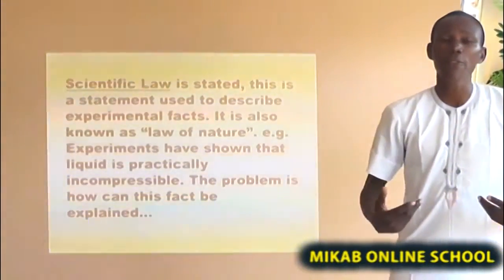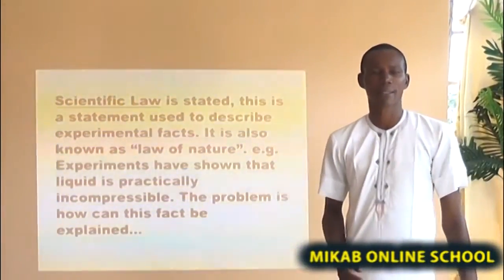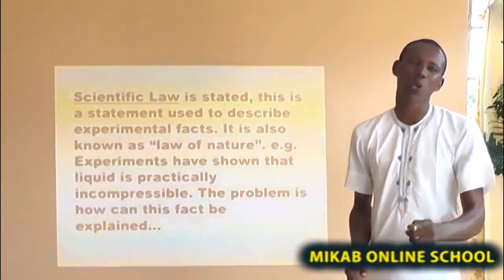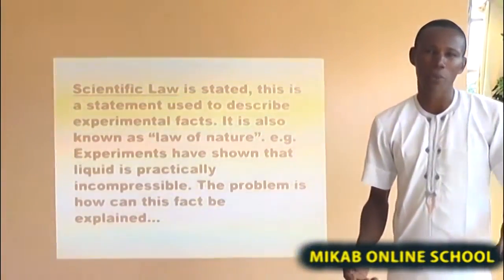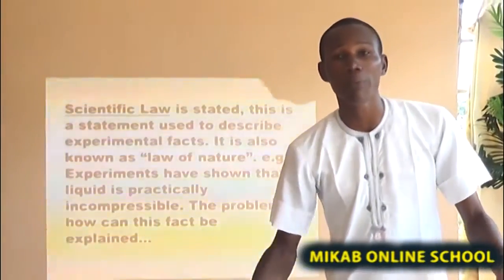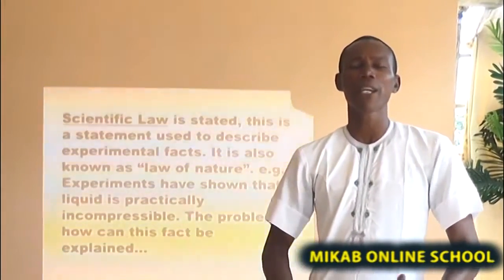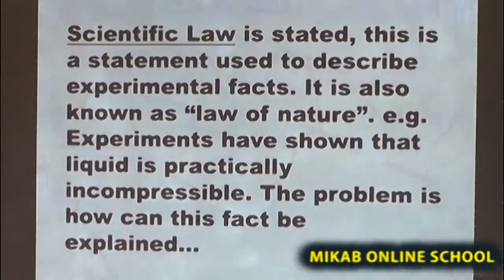And of course, the scientific law is the statement that describes experimental facts. Of course, in sciences, we don't agree with truth, because what is truth to you may not be truth to another, but a fact is a fact. For example, everything that goes up must surely come down. This is a fact. So we bring about a scientific law that will guide this fact. Therefore, a scientific law is a statement that describes an experimental fact.